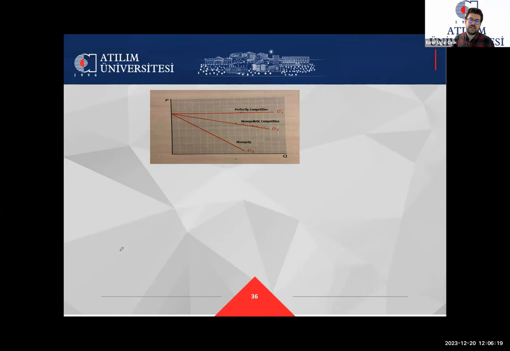So I may ask some questions over there. Compare the level of competition. If the shape is horizontal, the competition level is too high. When it becomes steeper, the competition level becomes lower. So in D1, competition is highest, then D2, then D3. So D3 denotes monopoly. In monopoly, there is one firm, so there is no competition over there.